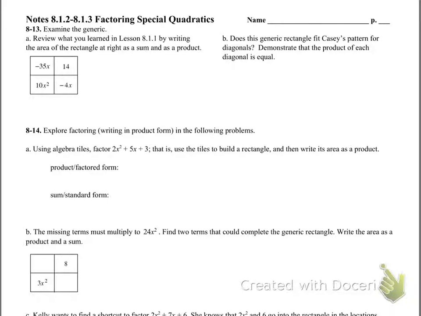So 8-13, we are looking at this generic rectangle. We are supposed to review what we learned in 8-11 by writing the area of the rectangle at left as a sum and a product. To write my area as a sum, I need to add up anything inside. Sum means add. So if I write my area as a sum, that's also standard form.